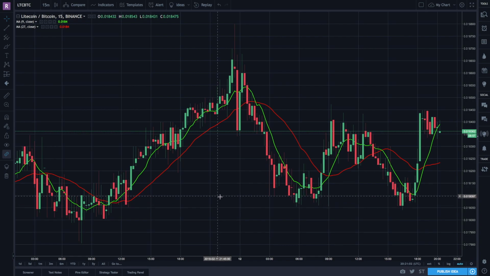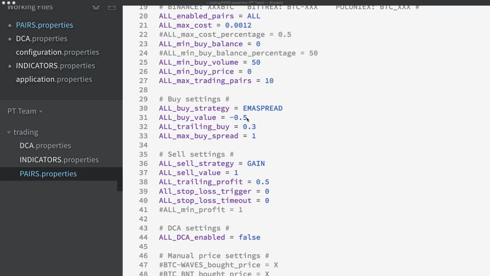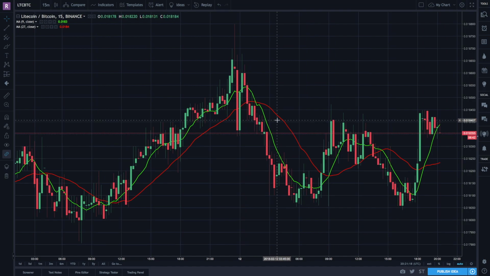Now I set a negative buy value. So what it's going to look for is this fast EMA, or actually SMA in this case, the fast SMA to drop below the slow SMA by a specified percentage. Now I set negative 0.5, which means it's going to look to make sure that the difference between the fast moving average and the slow moving average is at least 5% under it. Or not 5%, sorry, 0.5% under it.